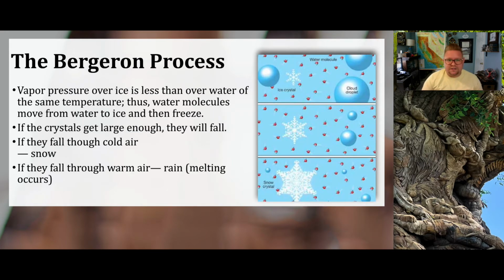is the Bergeron process. So vapor pressure over ice is less than over water of the same temperature. Thus, water molecules move from water to ice and then freeze. So if the crystals get large enough, they will fall. And if they fall through cold air, it would be snow. If they fall through warm air, melting occurs.